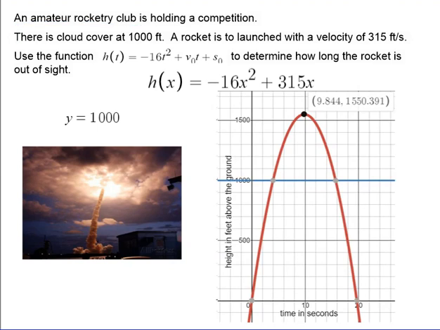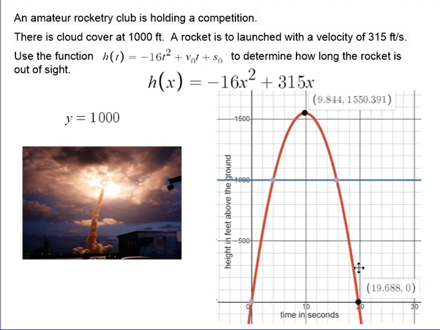Now, some things that I know about my graph is I know that this vertex right here represents the time at which, 9.844 seconds, the rocket reached its maximum height of 1,550.391 feet. That's good, but it does not answer the question. I can also look down here at the x-intercept and see that the rocket landed at 19.688 seconds. That's how long it took for the rocket to come back down to the ground.